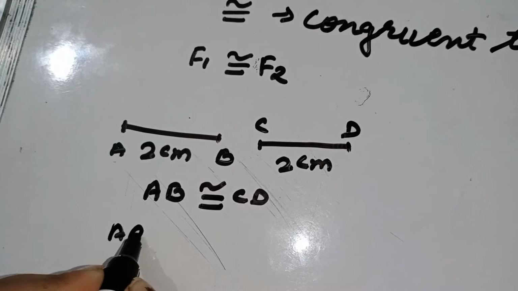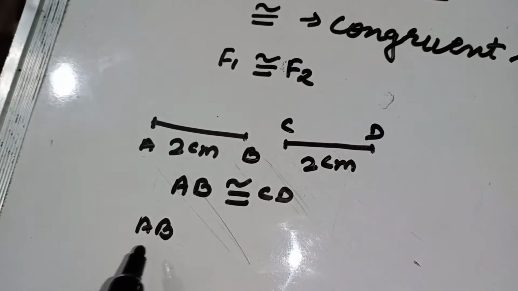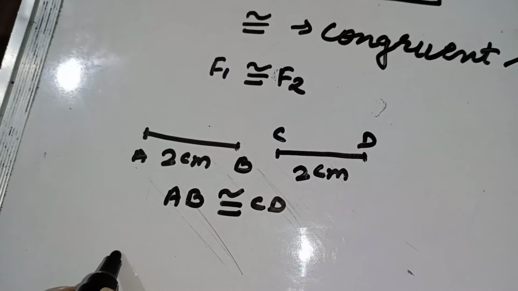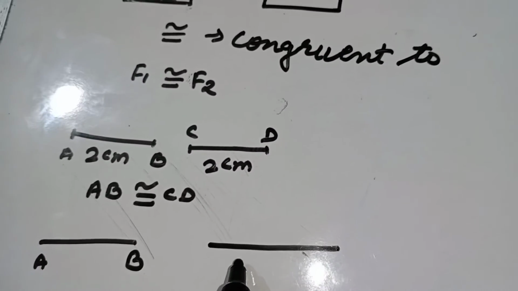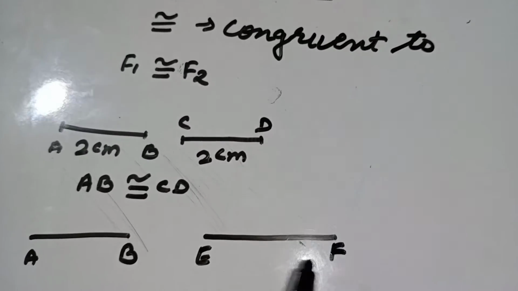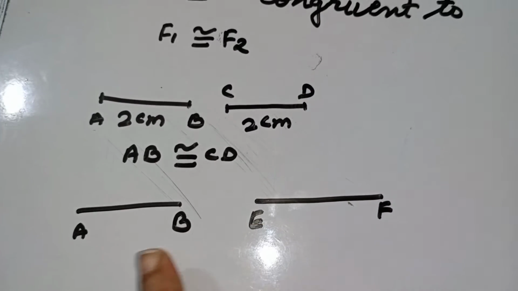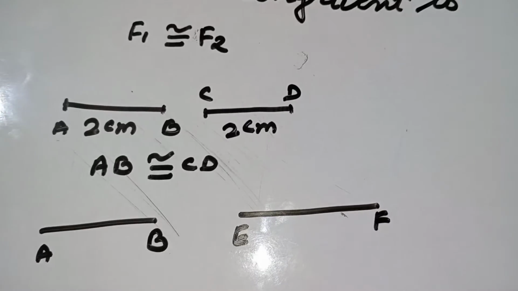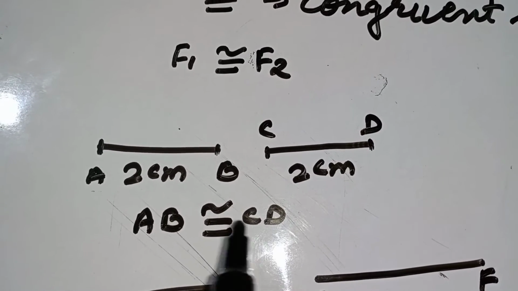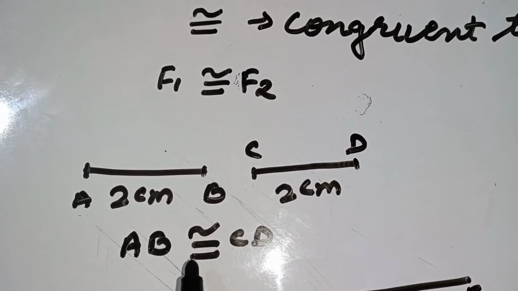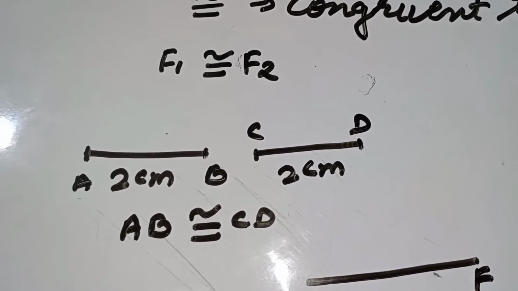But if we have AB and EF, this is AB and this is EF. So students, you can see they are not of same length. So they are not congruent. So AB is congruent to CD. It means AB is equal to CD also. If two lines or two figures are congruent, it means they are equal also. I hope this is clear to you.